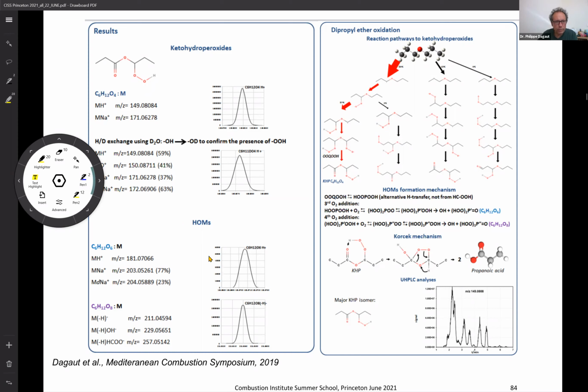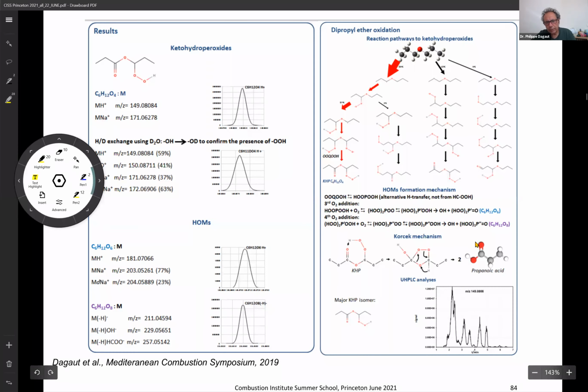And we did the same experiments probing highly oxygenated molecules. In the case of dipropyl ether, we could probe species having up to 8 oxygen atoms.